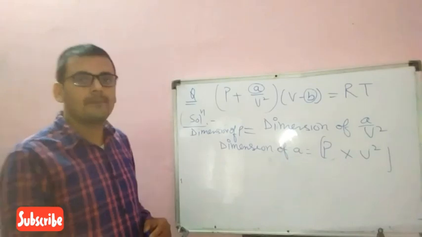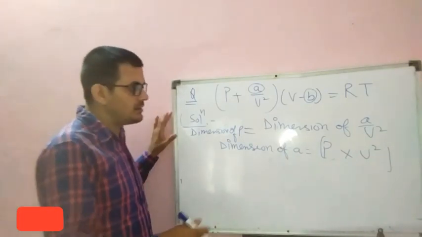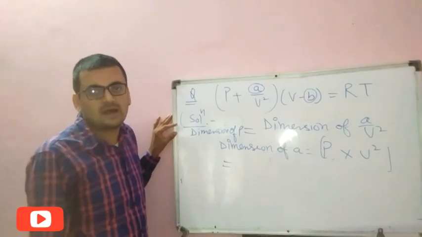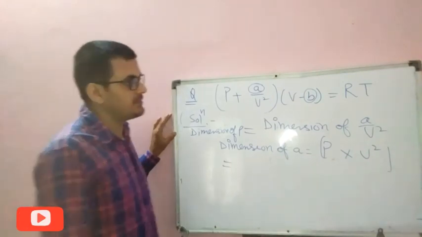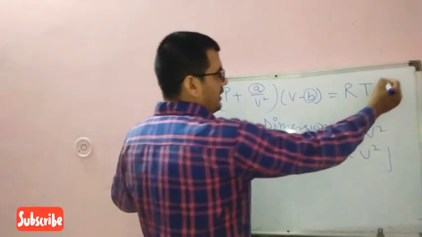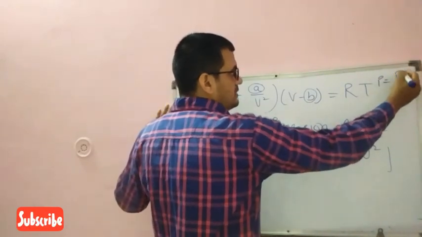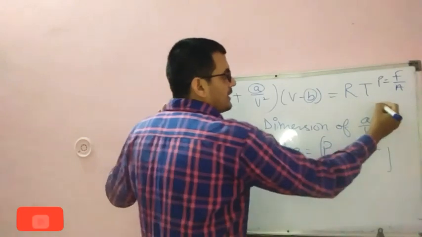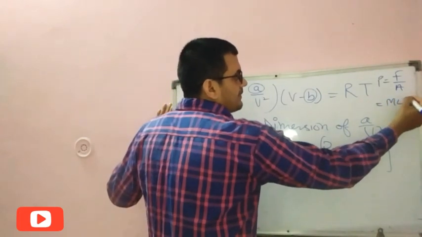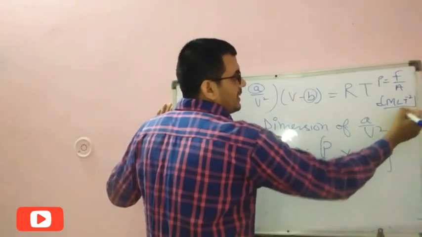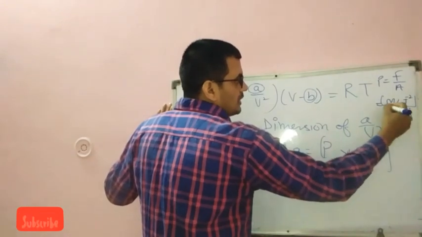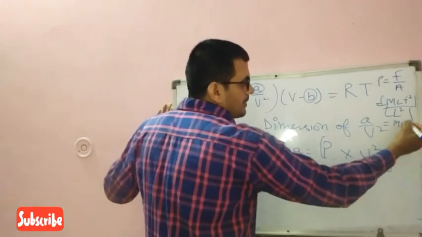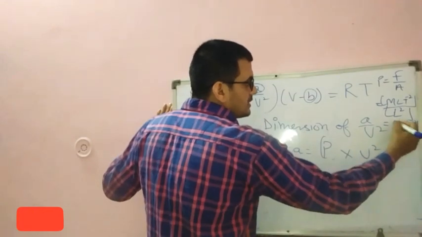P is the pressure. So what is the dimension of pressure? How will you find it? Students, I think you all know pressure equals force upon area. Dimension of force is MLT^-2. Dimension of area is L². So what will be the dimension of pressure? ML^-1T^-2.